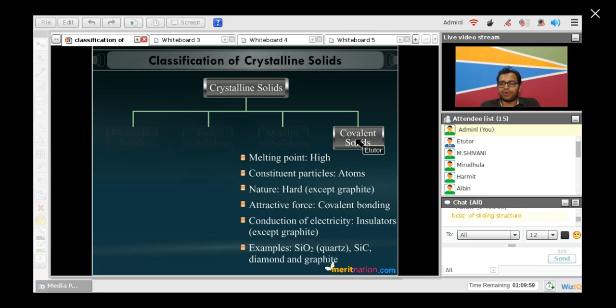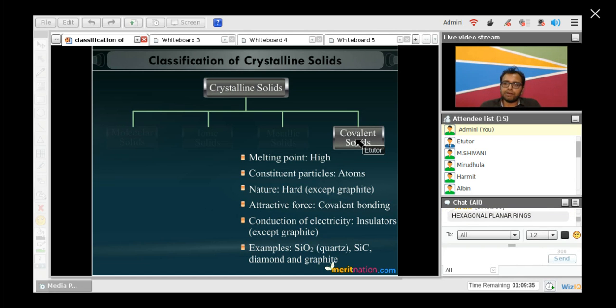Layer structure. Very good, Shivani. Because it has a layered structure, and the two layers are bonded by van der Waals force of attraction, right? So that is why it is not hard in nature. There are lots of parallel layers inside the graphite.